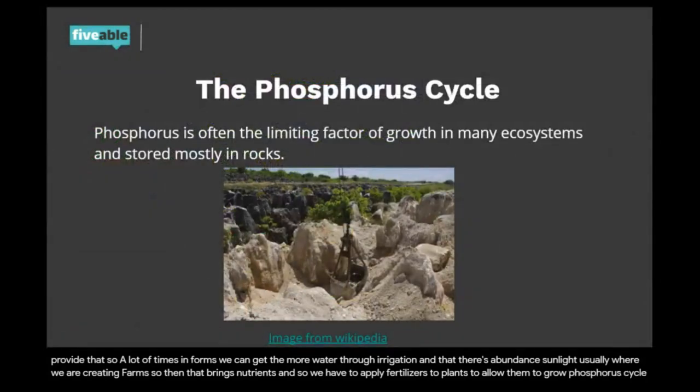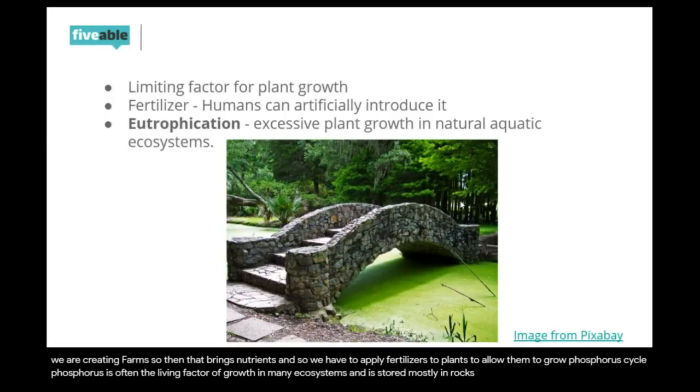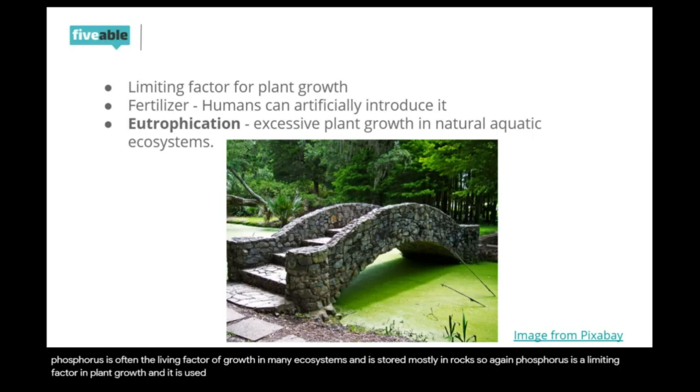Phosphorus cycle. Phosphorus is often the limiting factor of growth in many ecosystems and is stored mostly in rocks. So again, phosphorus is a limiting factor in plant growth, and it is used in fertilizers. Phosphorus and nitrogen are what we put on farms to increase plant growth. Both of these, that's kind of why I put them together.